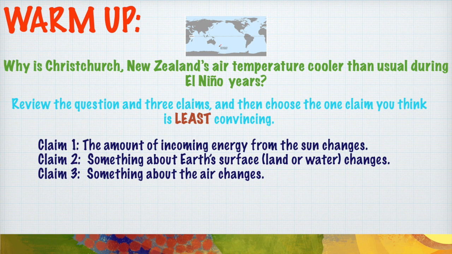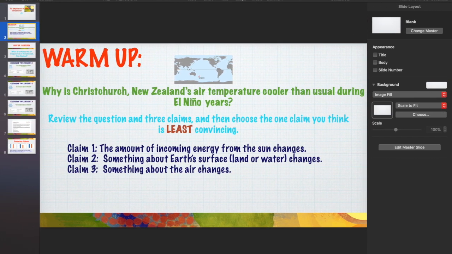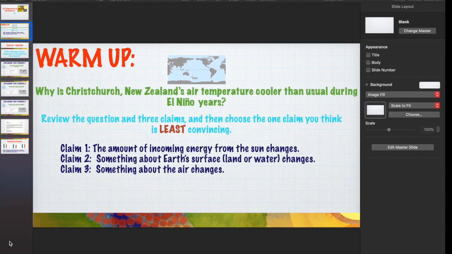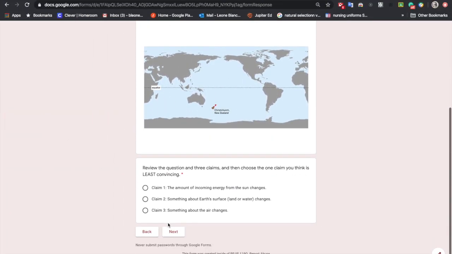Below are the claims that answer the question, but what I'm asking you guys to think about is which one is the least convincing. And so our claims are the amount of incoming energy from the sun changes, something about Earth's surface, land or water changes, or something about the air changes. Again, you would go right into our Google form here to answer this question.